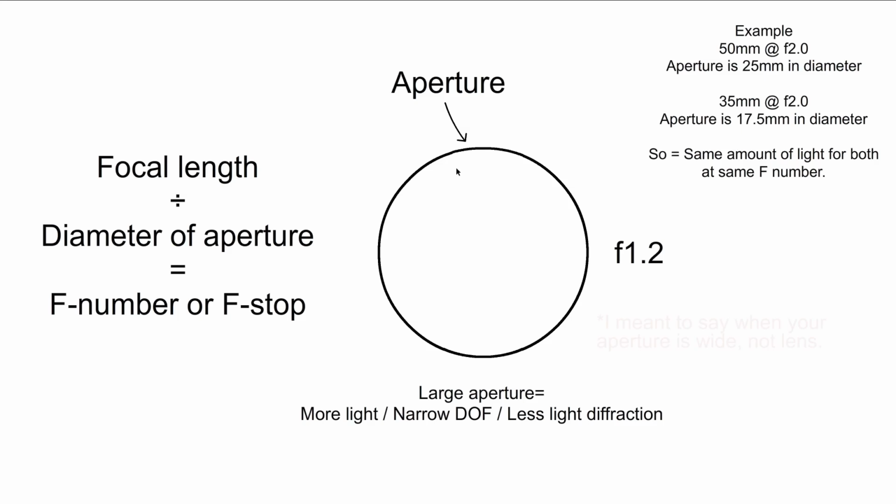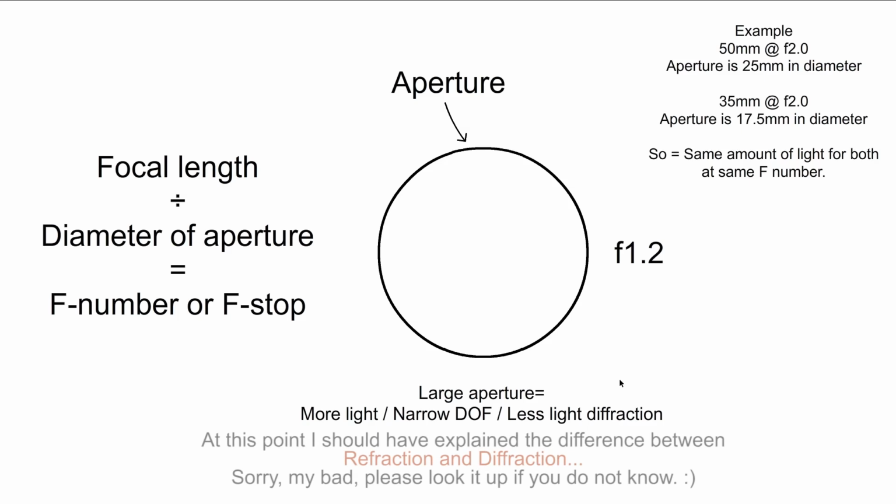Something you should know about: when your lens aperture is wide, obviously you're letting in more light. You have a shallower depth of field, and there's less light diffraction going on, but you're also more susceptible to any imperfections in the glass elements, which will show up more when you've got a wider aperture. So let's close this aperture down.